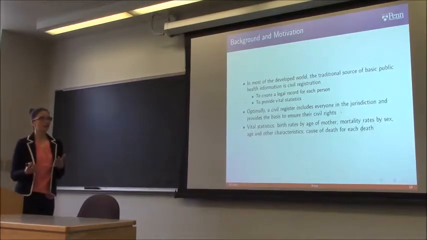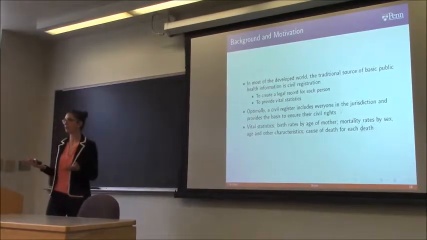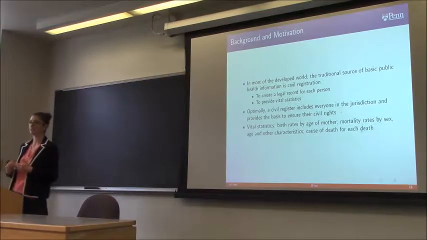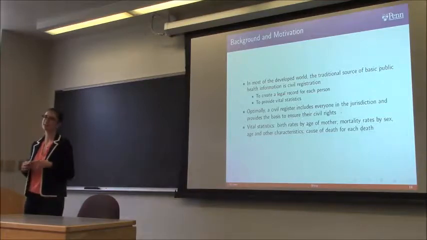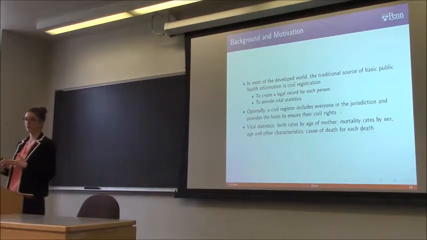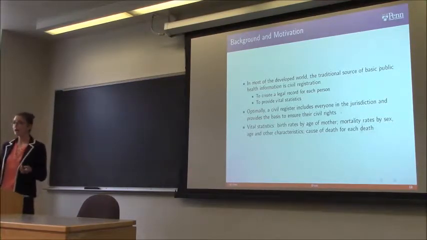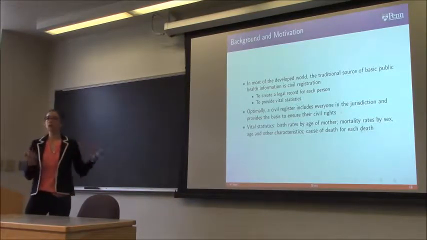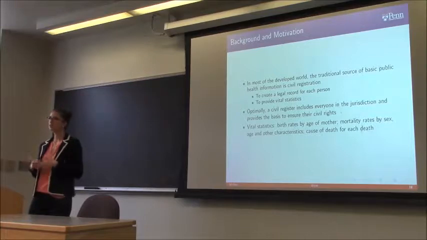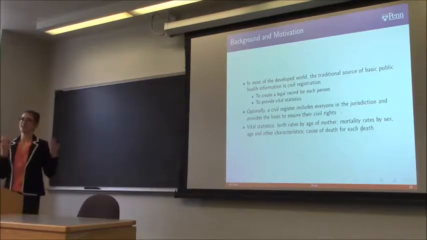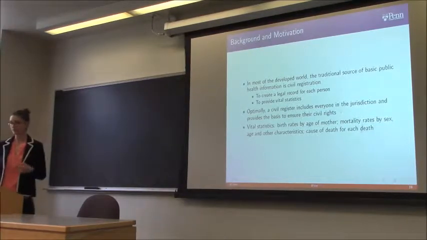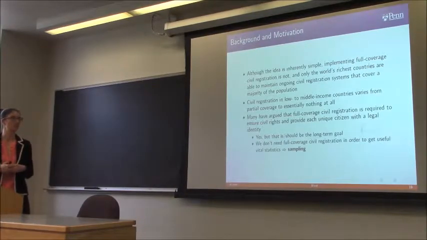But what's happened over time is that we use the civil register in order to get vital statistics about people in the population. So what are vital statistics? Well, that's things like birth rates, which can be stratified by age of the mother, mortality rates by different covariates like sex and age, or causes of death. So when you hear things like the leading cause of death among women aged 40 to 50 is whatever, that's a vital statistic, and it comes from the civil registration that exists in the US.